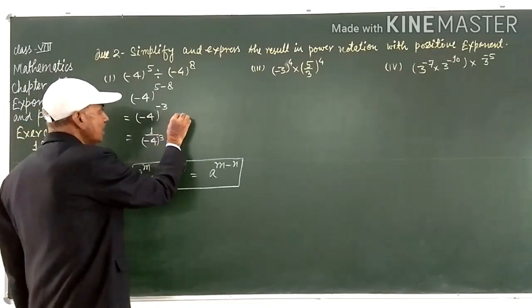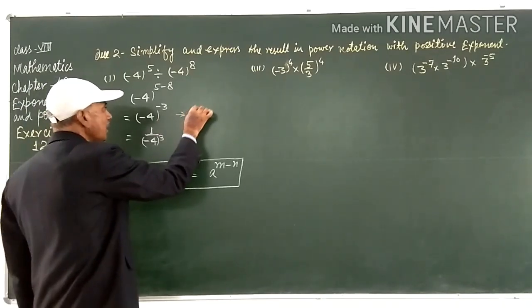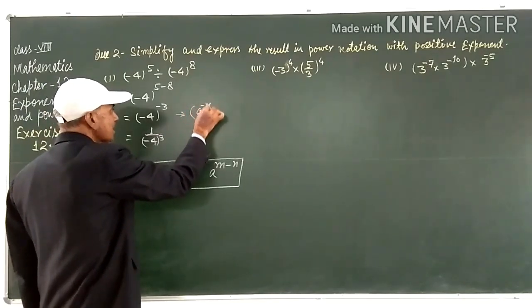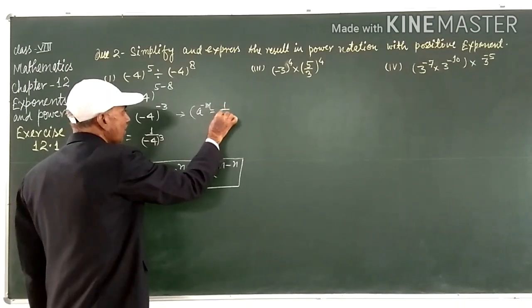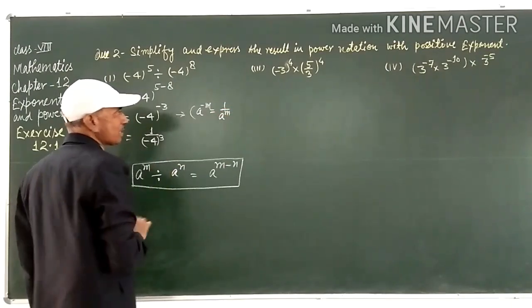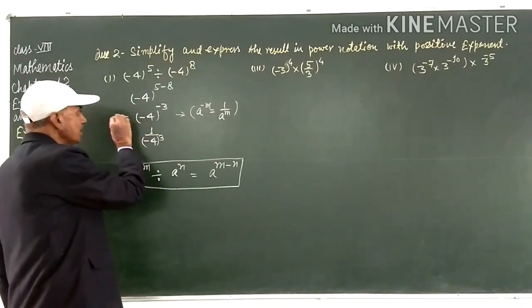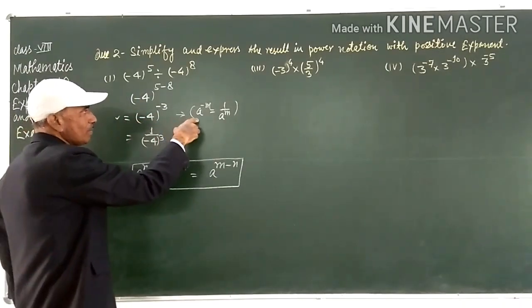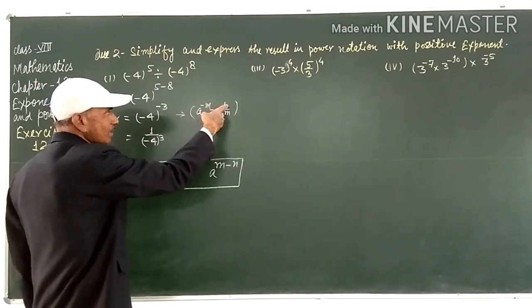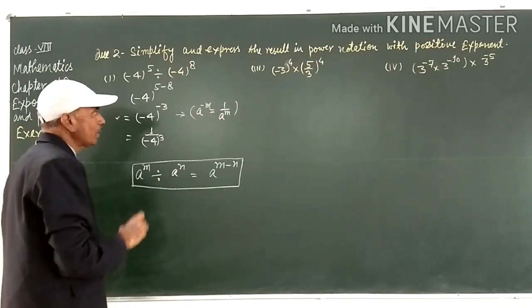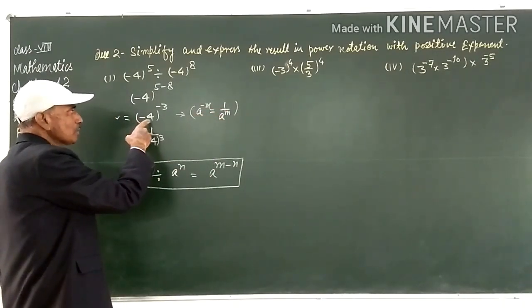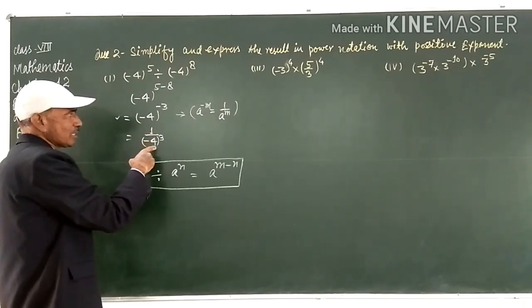And in this, students, we have used a to the power minus m is equal to 1 upon a to the power plus m. Clear? So this is the rule, and in this part of the question we have used a to the power minus m is equal to 1 upon a to the power plus m. So -4 is the base, so it will be -4.